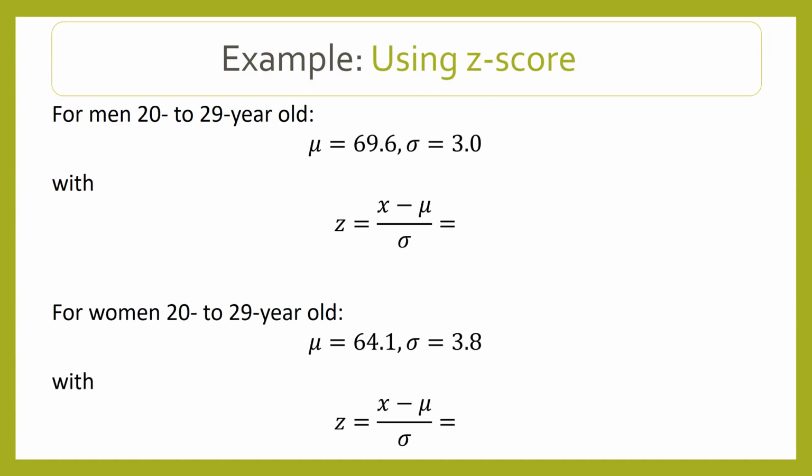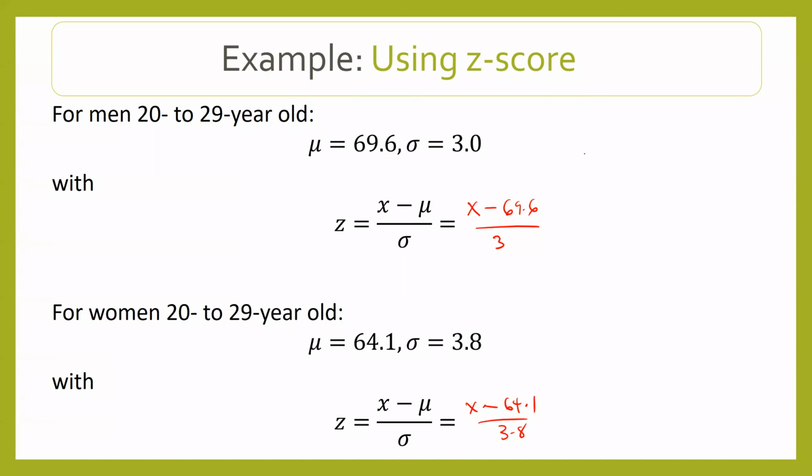We can find the Z-score. Again, it is the same approach. So it is X minus 69.6 over 3, and this is X minus 64.1 over 3.8.